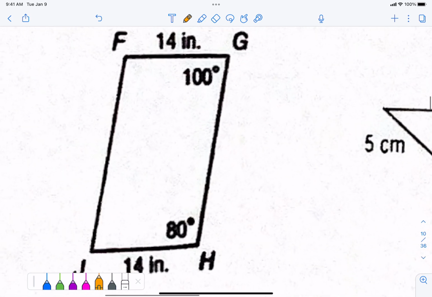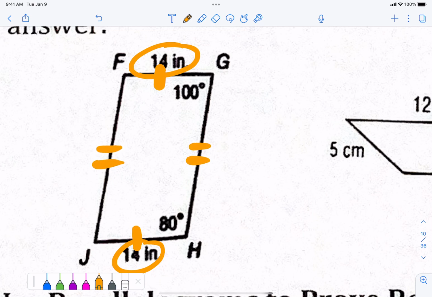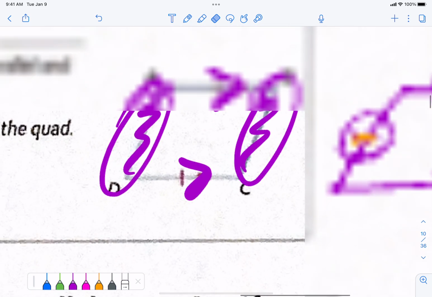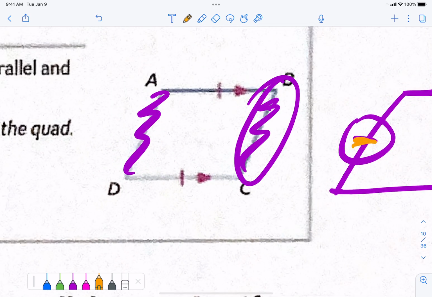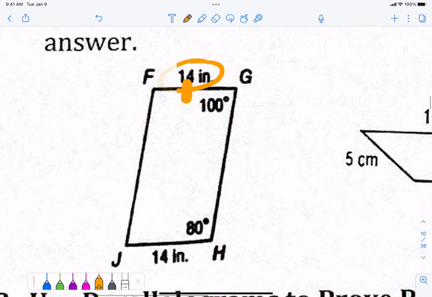All right, let's do this one right here. They give me that this is 14 and this is 14, so this side is congruent to this side. I need a little more information. Either I need to know that this side is the same as this side. Do I know that? No, not necessarily. Or I can go off of the theorem that says if they're congruent and parallel, then we're good to go. So I know that 14 and 14 are congruent. Do I know that those lines are parallel? No, they could be offset.